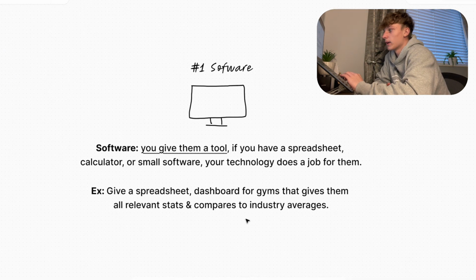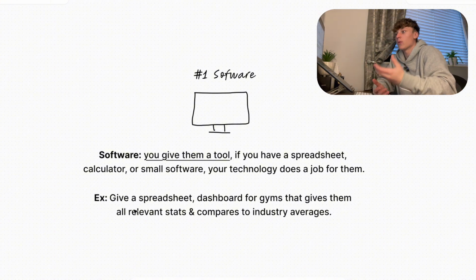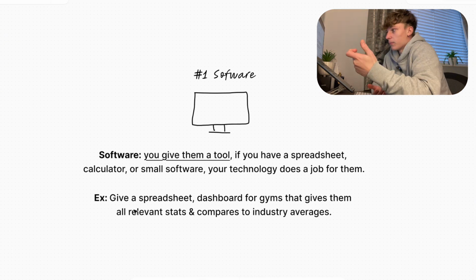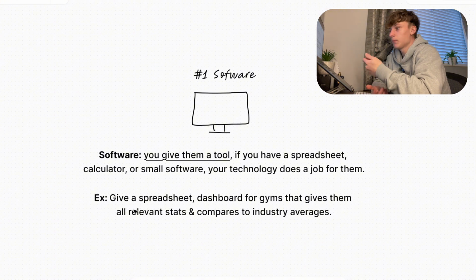So the first one is software. So with software you give them a tool, so a tool that will help them. So if you have a spreadsheet, give it to them. If you've got a calculator or a small software, then just give it to them, because your technology will do a job for them, which is a perfect lead magnet, simply because it's doing something for them. And with this you can put the free trial on it, and when the free trial's up, if it's good, they might want to continue, and then they'll have to pay you.